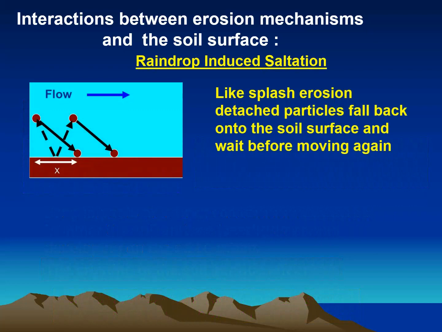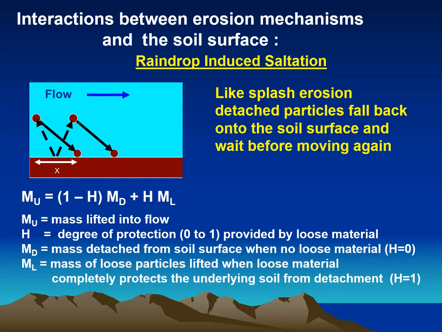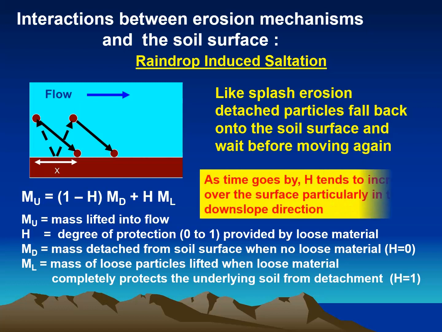With raindrop-induced siltation, like splash erosion, detached particles fall back onto the soil surface and wait before moving again. Consequently, we have an equation similar to the one shown for splash erosion. In this case, Mu is the mass lifted into the flow, H is the degree of protection provided by the loose material, Md is the mass detached from the soil surface when there is no loose material, Ml is the mass of loose particles lifted into the flow when loose material completely protects the underlying surface.